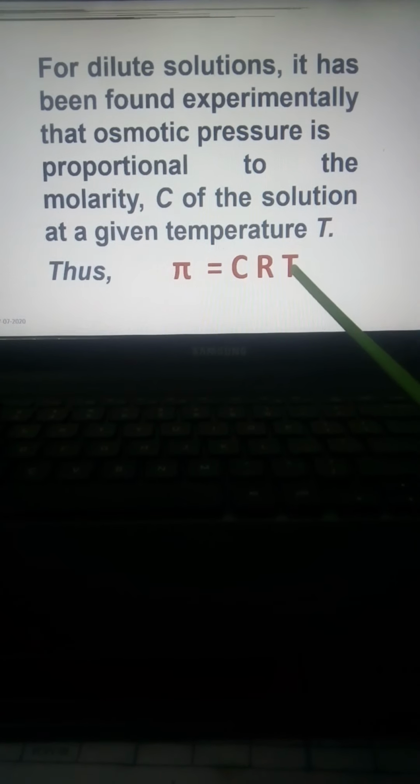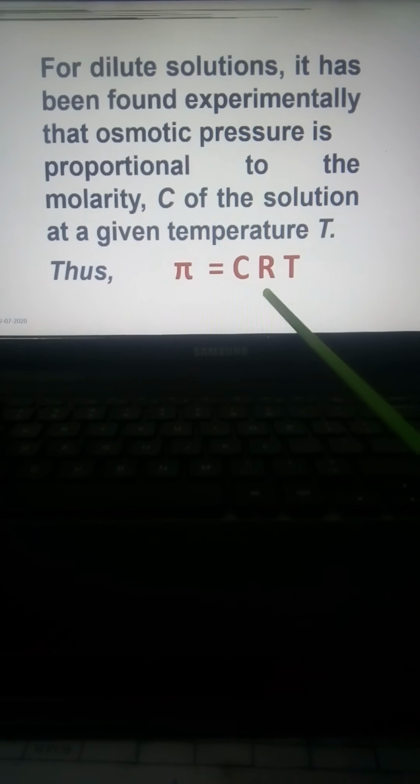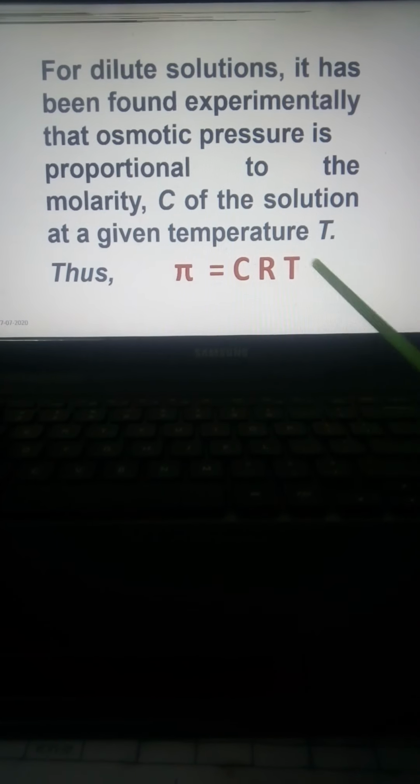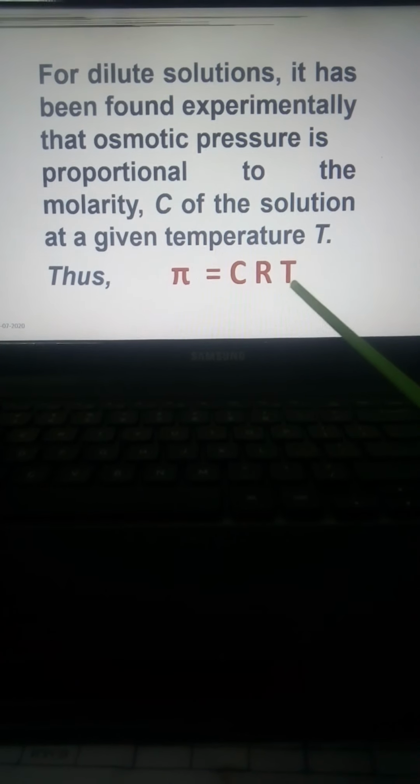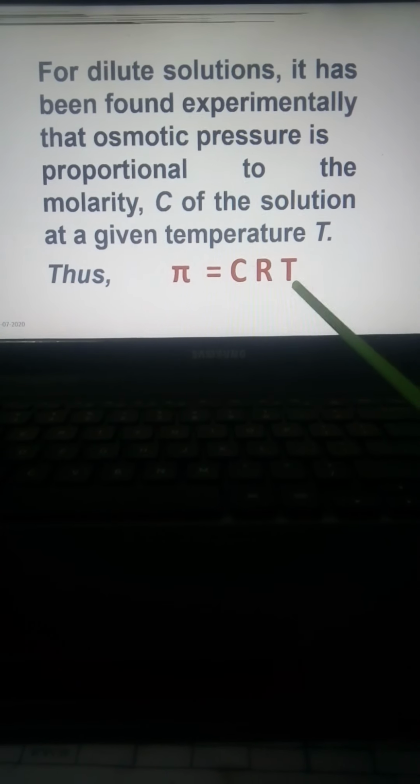That means osmotic pressure is proportional to the molar concentration of the solution at a given temperature T. So the osmotic pressure pi is equal to CRT, where R is the gas constant. This expression we have to remember: osmotic pressure pi is equal to CRT. Here C is the molar concentration, that means mole per liter, R is the gas constant, and T is the temperature measured in the Kelvin scale. These are the terms pi, C, R, T.